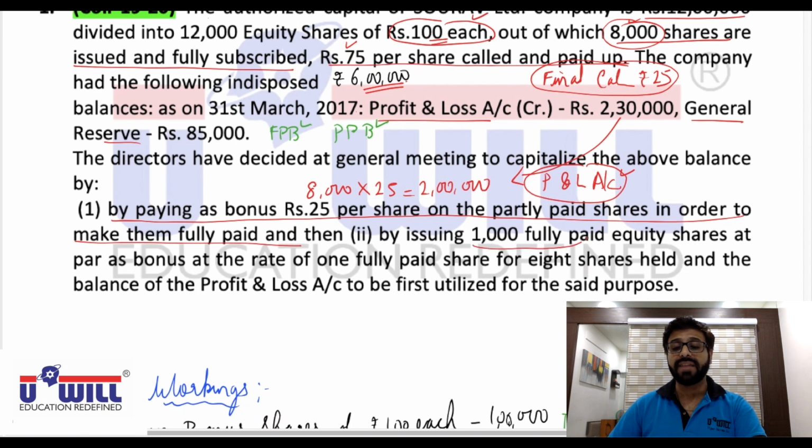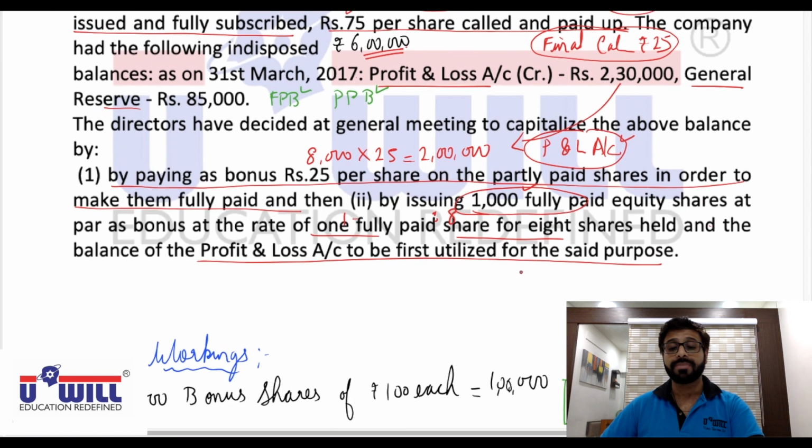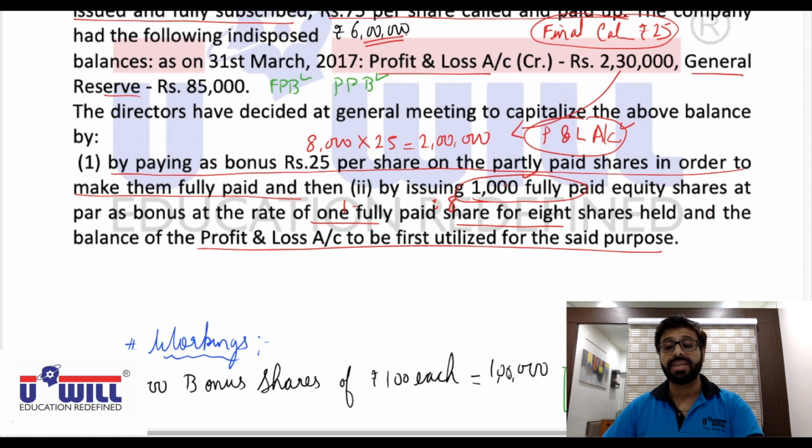And by issuing again 1,000 fully paid equity shares as bonus, the ratio is given 1 is to 8. Even if you do 8,000 into 1 by 8, you will get 1,000 only. And the balance of P&L account to be utilized for the said purpose. It's clearly given, balance of P&L account to be utilized for the said purpose means for this bonus we have to use P&L account in priority first. Okay, first we will use P&L account in priority.